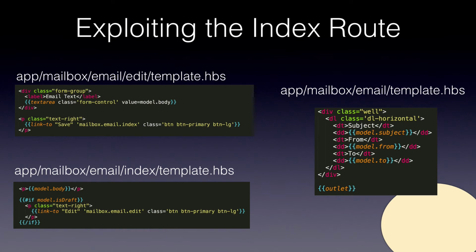And some code here. So the email template now, the edit email template, sorry, has a text area to edit the email and save button. The email index template has the body of the email, and we're now putting an outlet in the email template. But we're still having that header information, because even when you're editing the email, you probably want some information about it. So we're kind of splitting up what was in the email template into two states now.